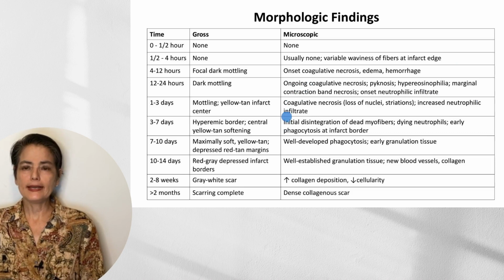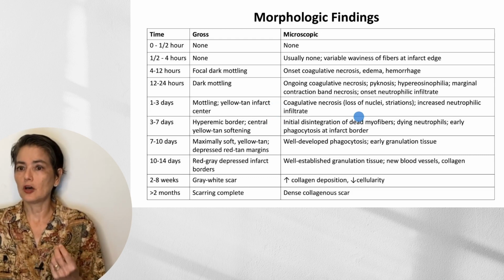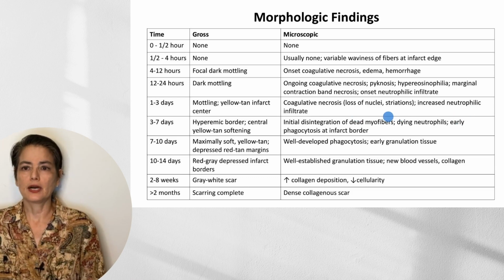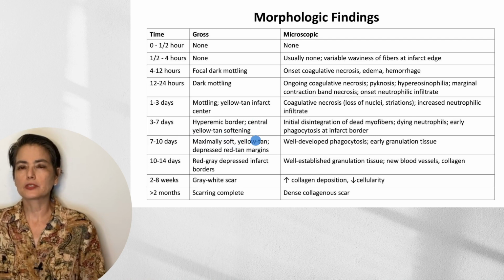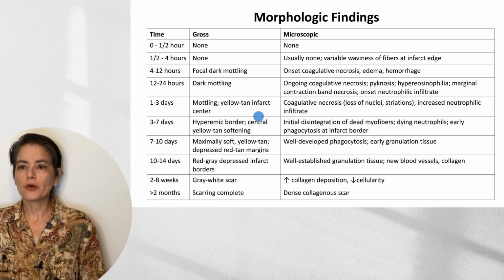Over the next 1 to 3 days, now is when we begin to see something grossly of interest, which is a yellow-tan infarct center. So right at the very center of that infarct. Our coagulative necrosis will continue with karyolysis, so loss of our nuclei and loss of our striations, and much more abundant neutrophilic infiltrate. At 3 to 7 days, we're going to not only have this yellow-tan center, but it's going to begin to get soft because we're going to have this initial disintegration of the dead myofibers. There'll be some hyperemia at the border. This is due to that healing response.